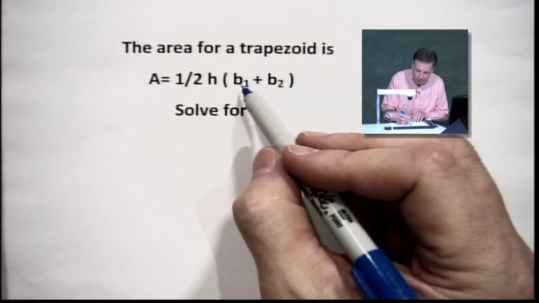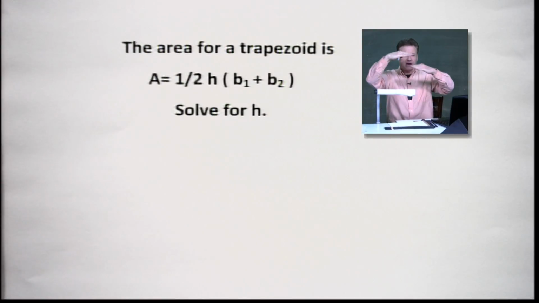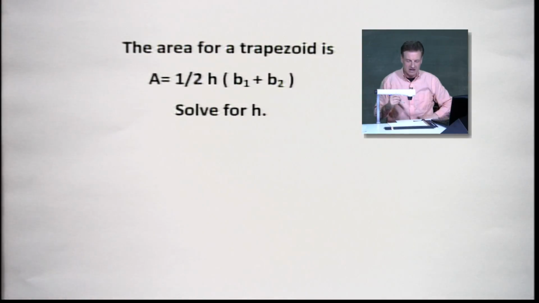But these are the important ingredients. They're the ones that run parallel, okay? The height is the perpendicular distance, or the straight line coming down from base to base, and we measure that, and that would be our height. So that's the ingredients to find the area.